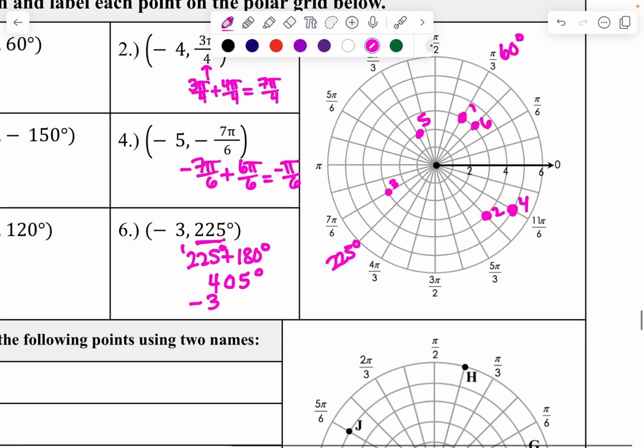And if we subtract the 360 from that, we get 45 degrees, which is why we were here in quadrant 1 at 45 degrees. So when it's a negative, if you find the angle that you're on, just travel through the origin to the other side of it, and that's where you're going to end up plotting it.